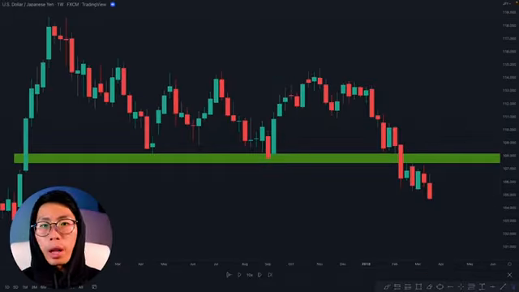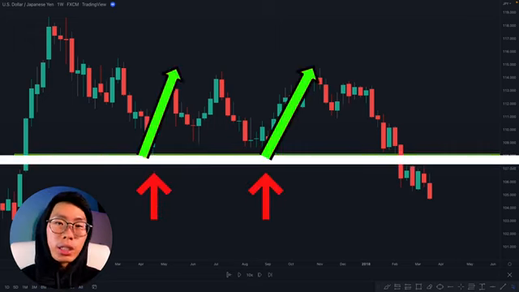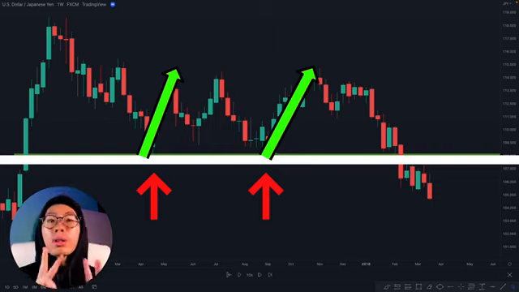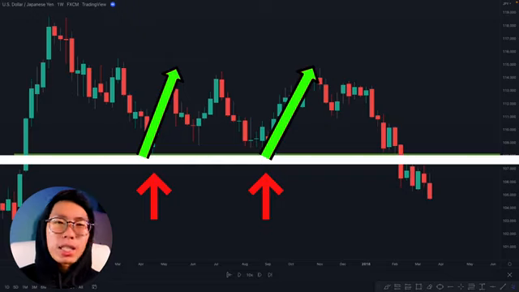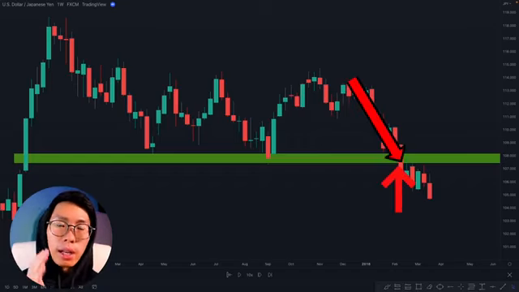Here's another example. We can draw a support level right here because whenever price comes back down here, it always ends up reversing and heading back up. Not once but twice. Two times it failed to break past this level, just like your ex. And right now, price is coming down to this support level again.